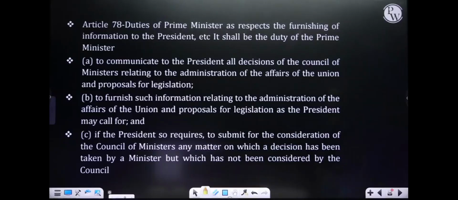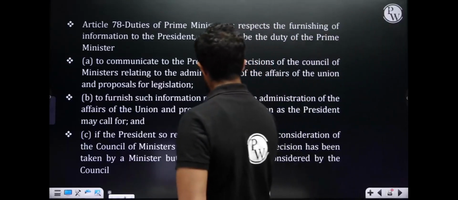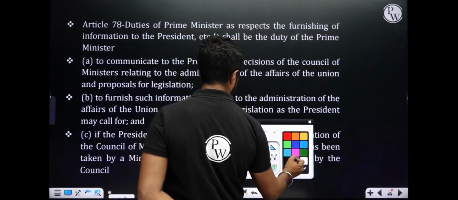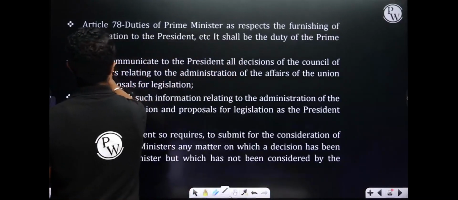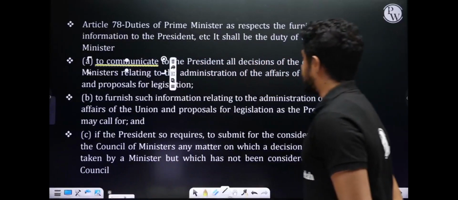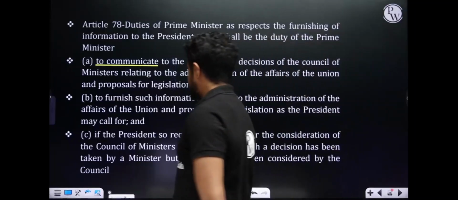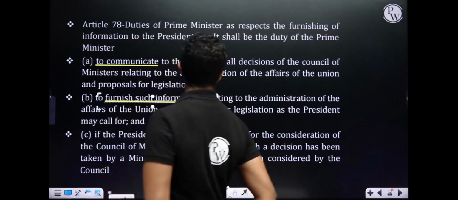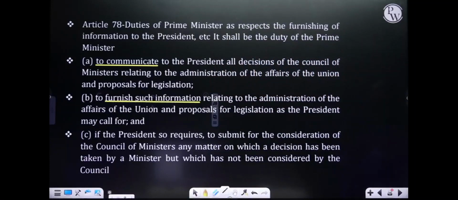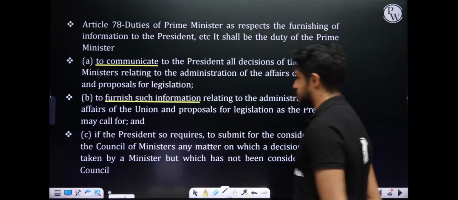Article 78, duties of the Prime Minister as respects the furnishing of information to the President. It shall be the duty of the Prime Minister to communicate to the President all the decisions of the Council of Ministers relating to the administration of the affairs of the Union and proposals for legislation, to furnish such information relating to the administration of the affairs of the Union and proposals for legislation as the President may call for, and if the President so requires, to submit for the consideration of the Council of Ministers any matter on which a decision has been taken by a minister but which has not been considered by the Council.